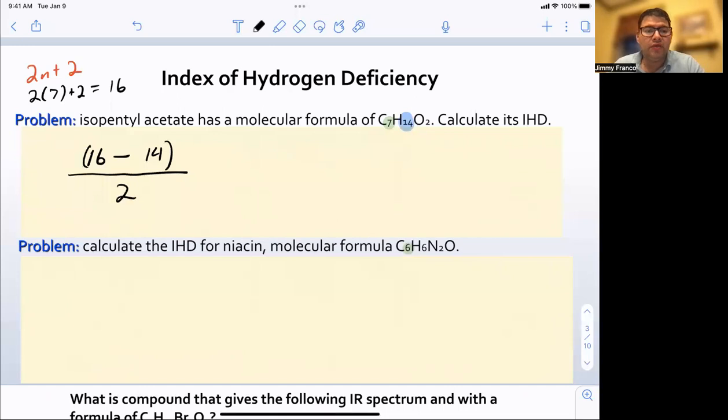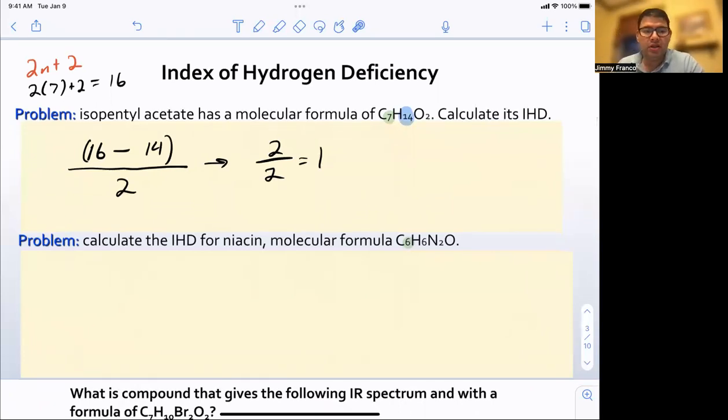And so 16 minus 14 is 2. So 2 over 2 equals 1. All right. So not too bad, right? So this would tell me that I have at least 1 ring or 1 double bond. Right? You can't have both because we don't have 2 hydrogen deficiencies. So that's the other information it gives you, is we can't have a triple bond in our molecule because that would require 2 hydrogen deficiencies. All right, so if you haven't done the second problem, pause the video, give it a try, and then we can look at it together.